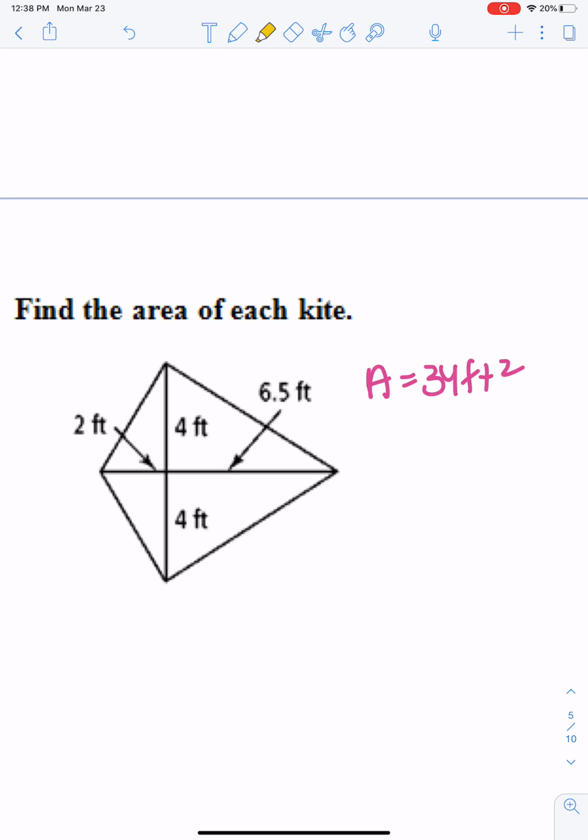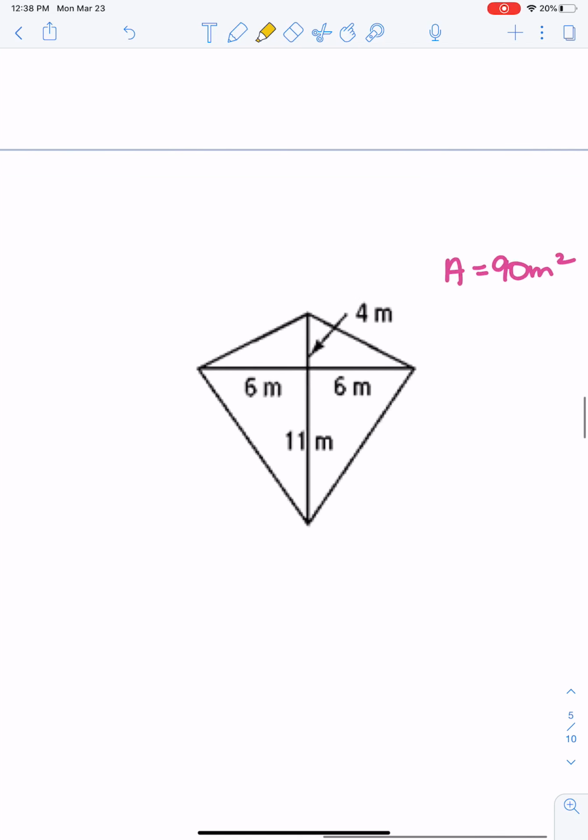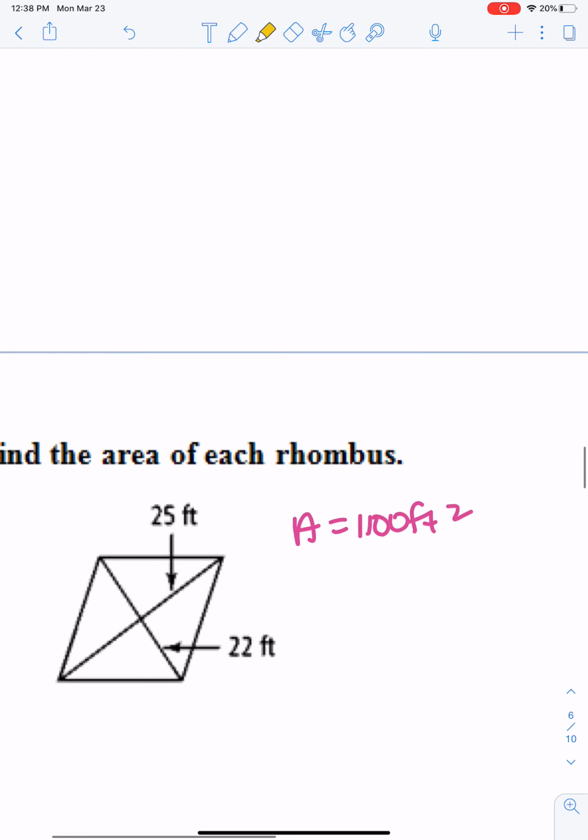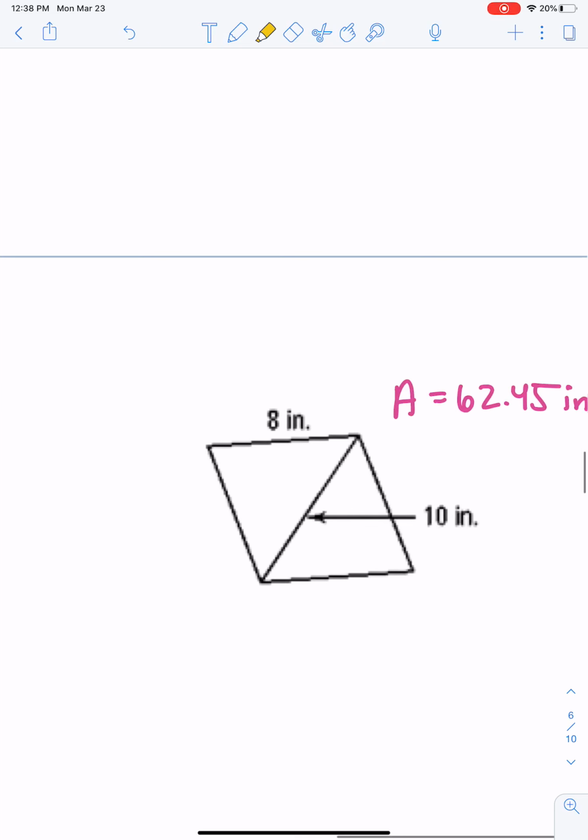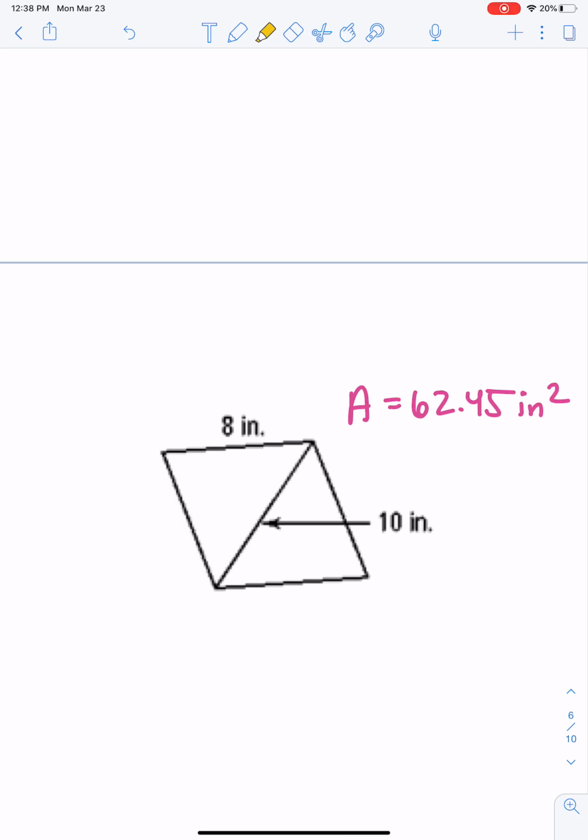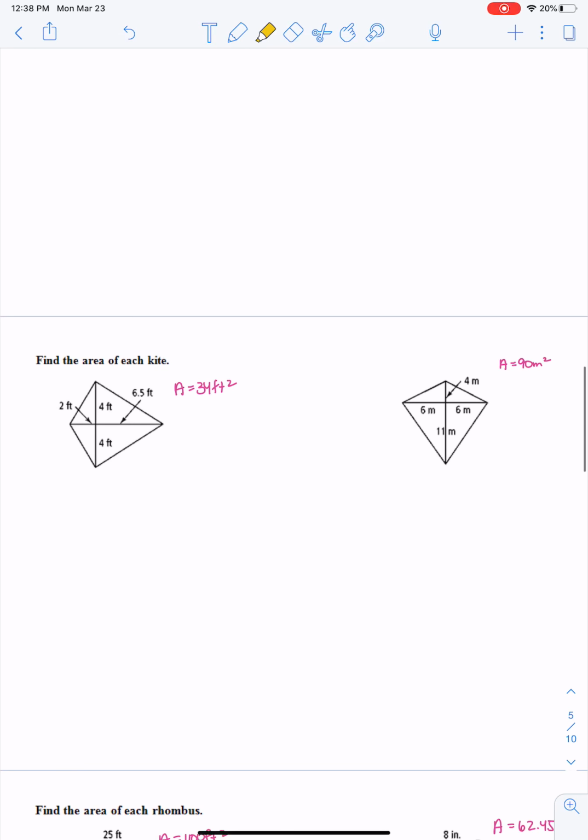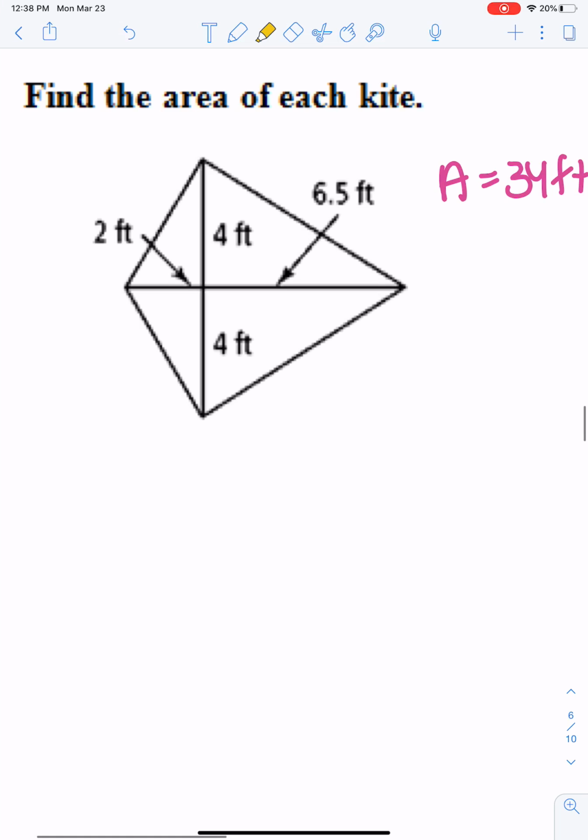The area of this first one is 34 feet squared. The second one is 90 meters squared. The third one is 1,100 feet squared. And the fourth one is 62.45 inches squared. So let's do those. Okay, again, you could find each single triangle and add them all together, but I do not feel like doing that. So I'm going to use the formula.